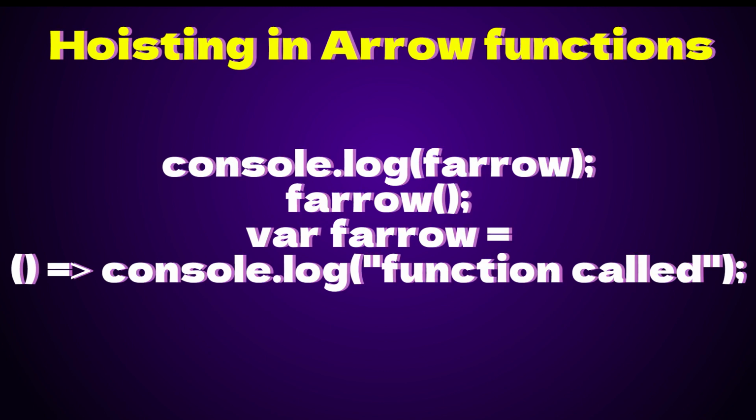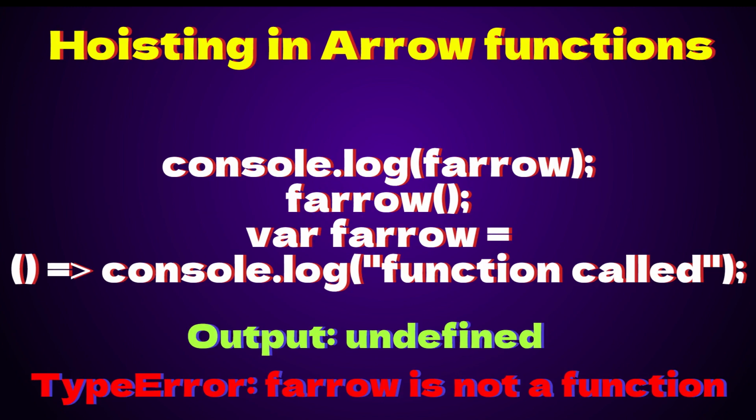In this example, since Pharaoh is a variable of var type, it also gets hoisted like any other var type variable. But since var type variables are hoisted and initialized to undefined, the value of Pharaoh is undefined and the first line of the code will print undefined. The call to Pharaoh function in the second line will lead to an error.